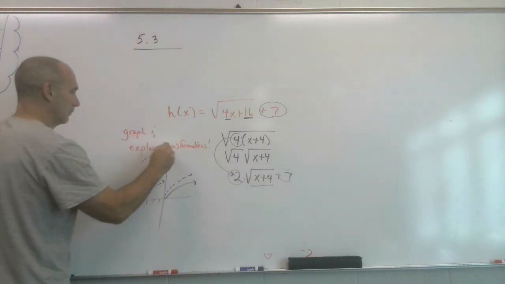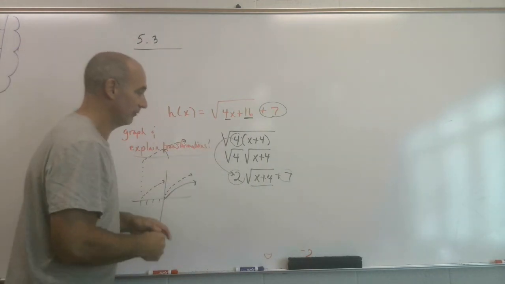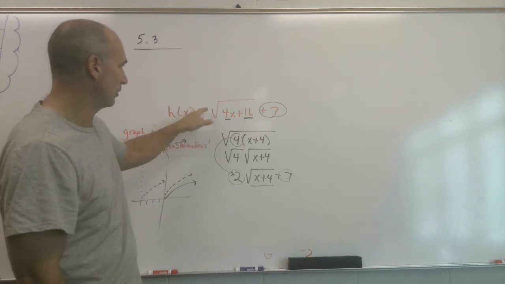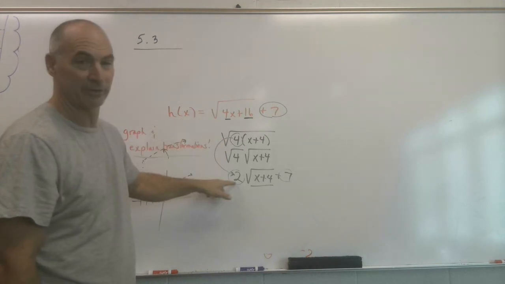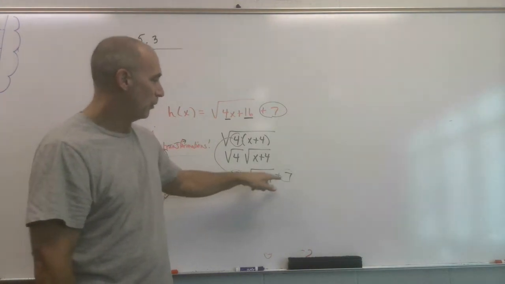There's the graph. Explain it? Well, we just did. Vertical, I said originally like, hey, there's no vertical stretch or compression, and all of a sudden there was, because of factoring. So vertical stretch 2, left 4, up 7.